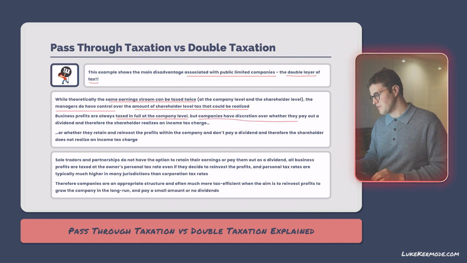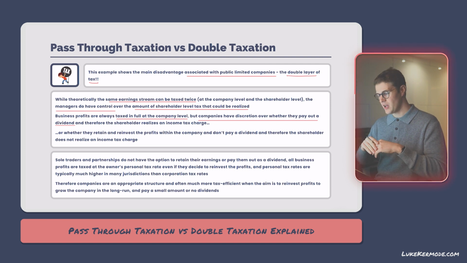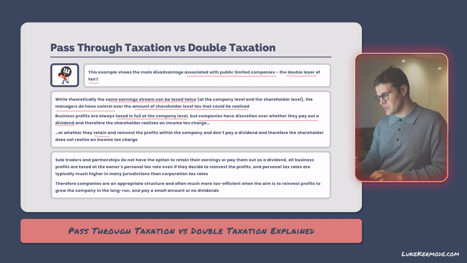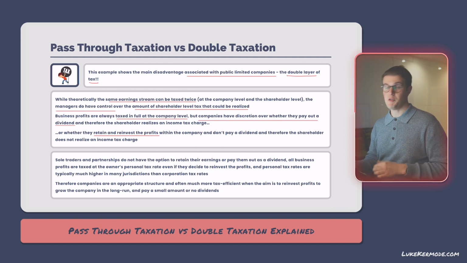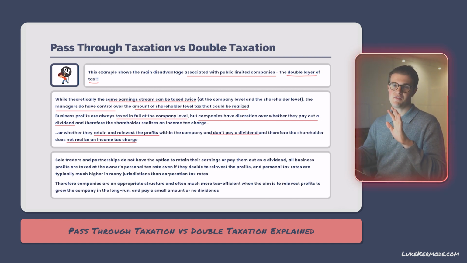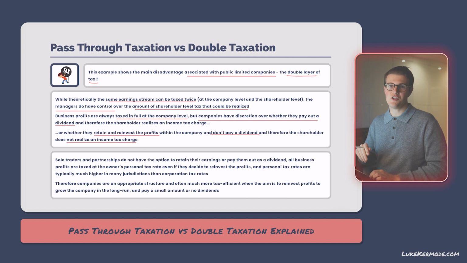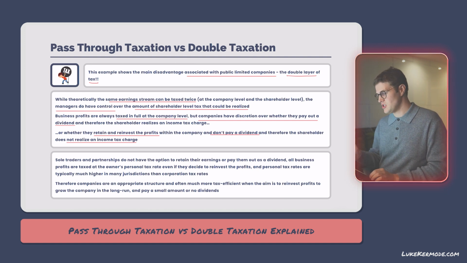But managers and companies have discretion over whether they pay out a dividend, and therefore whether shareholder level tax is due. Managers can decide to pay out a dividend. The downside of doing that is that it will incur a tax for the shareholders, or they can decide to retain and reinvest the profits within the company, which means they don't pay a dividend, and therefore no income tax is due for the shareholder. So just because there's two layers of tax that exist within a public limited company structure does not necessarily mean that two layers of tax need to be incurred. Managers can potentially restrict dividend payouts to prevent two layers of tax.